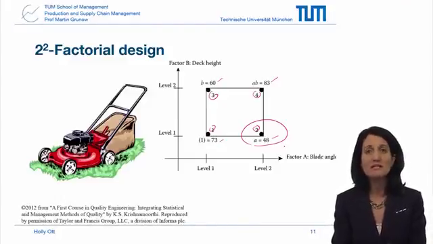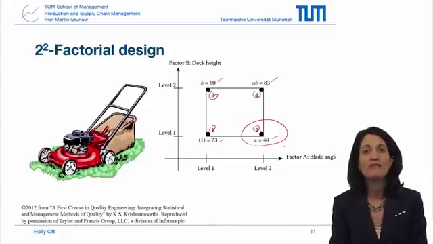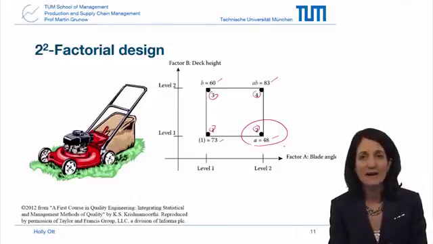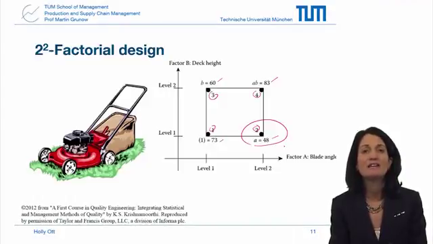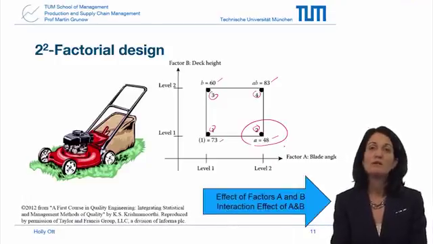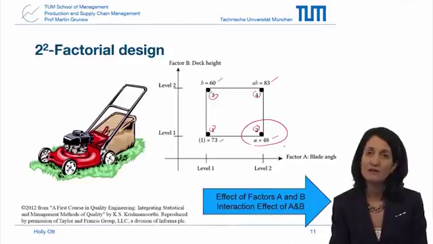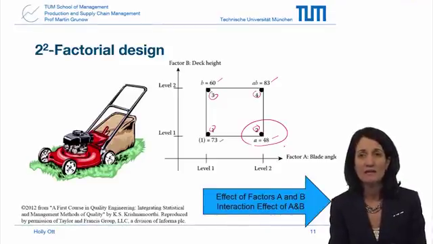So in such a case, we would then have to calculate the effect of the individual factors and the effect of the interaction among the factors using a statistical technique to determine if these effects are significant. So next, we will calculate the effects of factors A and B and the interaction effect of A and B for this example.